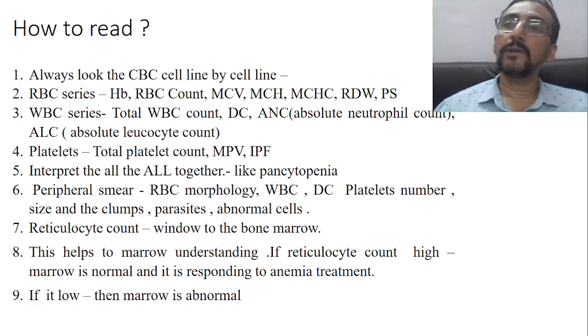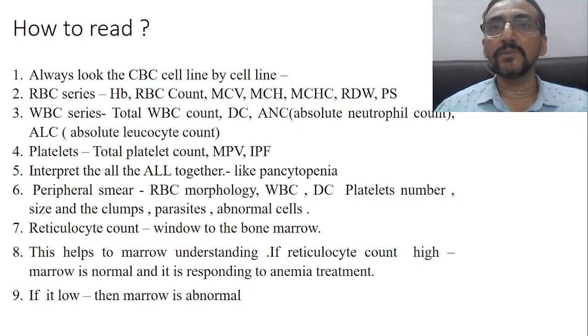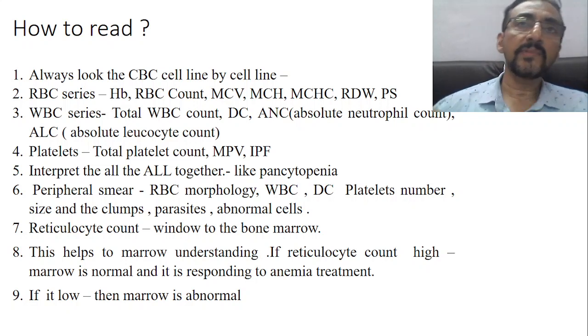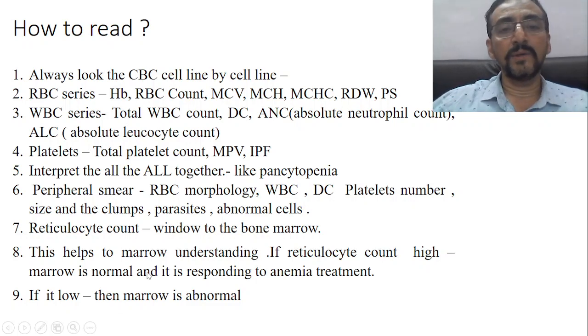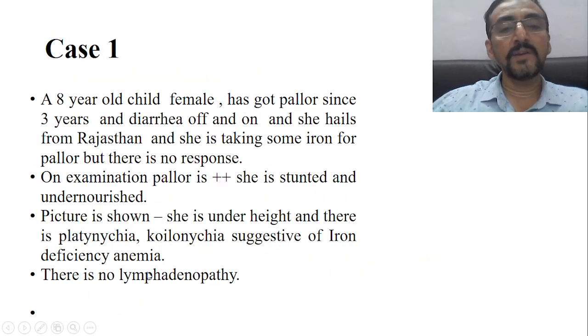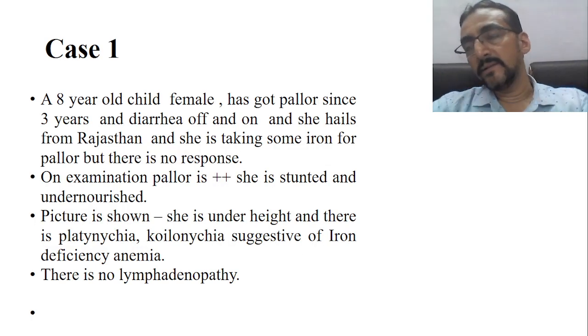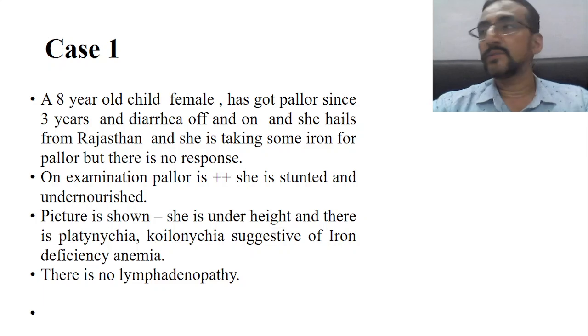Okay, if even after giving the iron supplementation the reticulocyte count is not increasing, that suggests the problem is not with the iron, and the problem is with the bone marrow itself, that the bone marrow is not producing a good amount of reticulocytes. So this also helps for the differential diagnosis. Anyway, we will see one by one. First, we will look into some of the cases, and then we will try to understand this in a very clear way. Now, first look into this case.